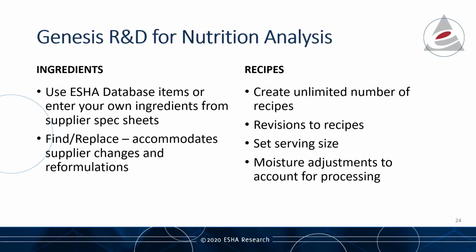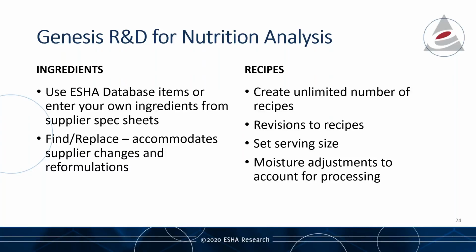Genesis includes a database of about 90,000 items. That's what I was mentioning, the electronic ingredient database. You can also add as many new ingredients as you need. So you just want to gather the spec sheets from your suppliers for the ingredients that you use, and you can enter those right into Genesis.